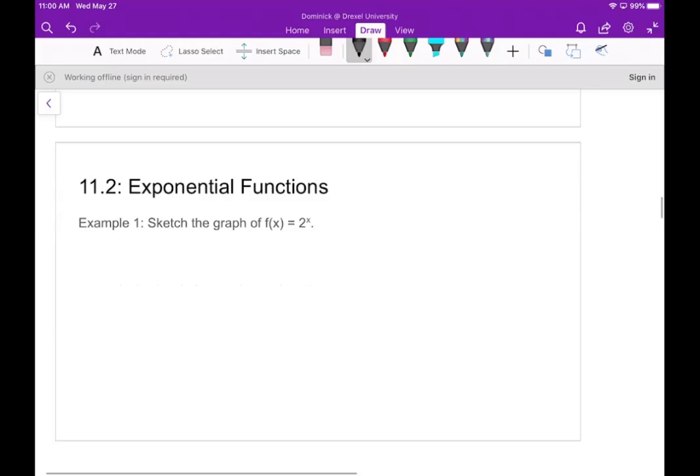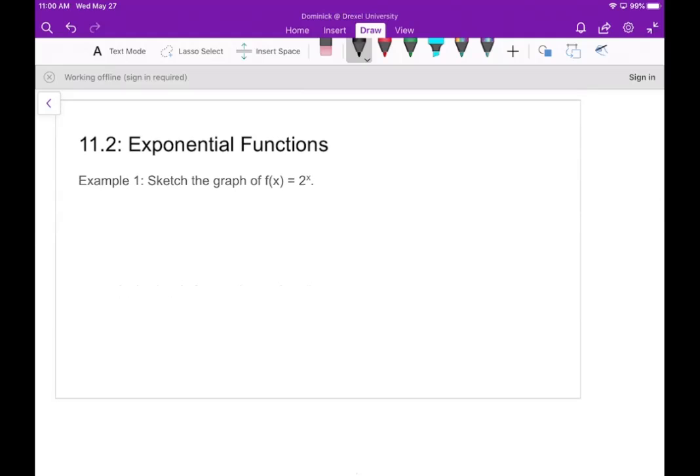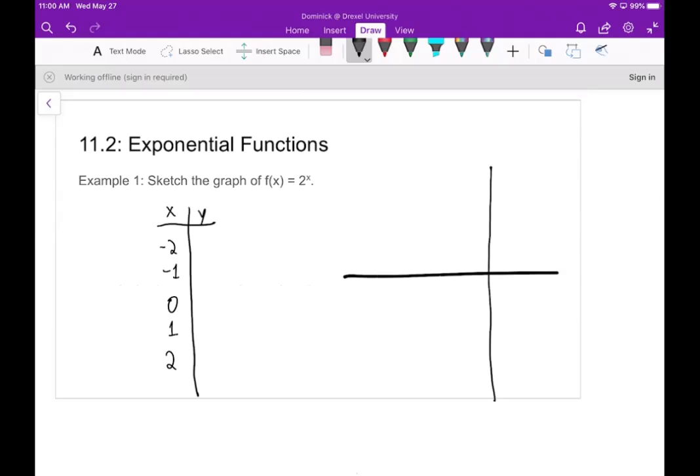All right, so let's take a look at what the graph of one of these might look like. Let's just do it with a table of values, assuming that we don't have any tricks. Since I can plug in any x value, let's do our usual -2, -1, 0, 1, and 2. Let's try and make that line straight. All right, that's a little better. Okay, so something like this.